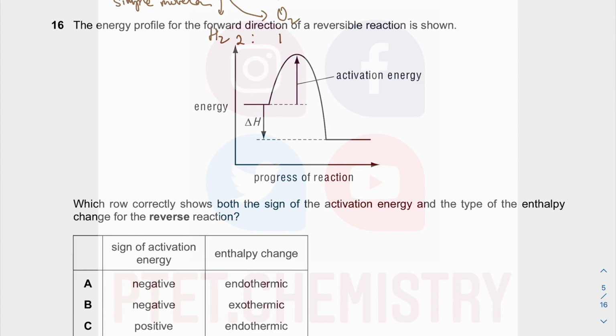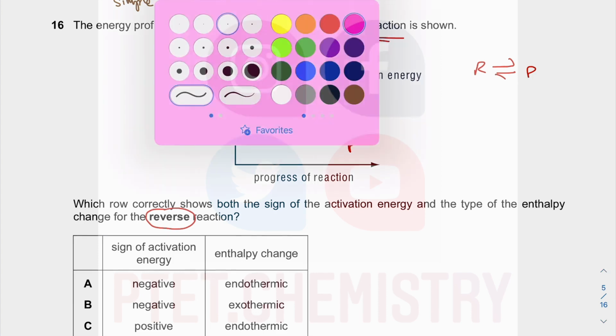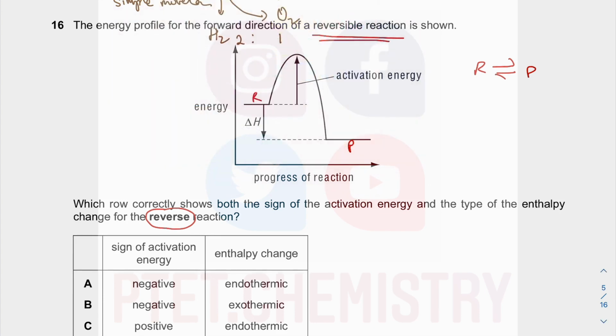So question 16, it's saying that it is a reversible reaction. So reactant going to product, and product going to reactant. It's telling you that whatever they've shown you is for the forward reaction going from reactant to product. But they want you to think about the reverse reaction, right? So reverse reaction means product to reactant. So if I draw in a slightly different color, product to reactant, the activation energy is going to be that. So that is the activation energy for the reverse, from product to reactant.